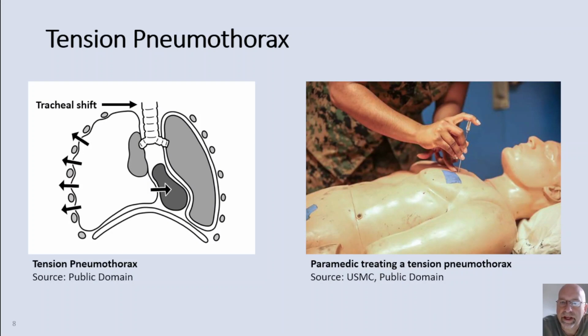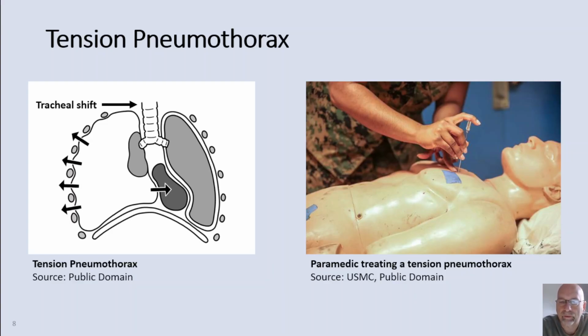Signs and symptoms of a tension pneumothorax include extreme dyspnea, absent lung sounds on the affected side, and signs of shock including increased heart rate and respiratory rate. Other signs and symptoms may include jugular vein distension, tracheal shifting, and diminished lung sounds on the unaffected side of the chest wall. A tension pneumothorax is an advanced life support call.